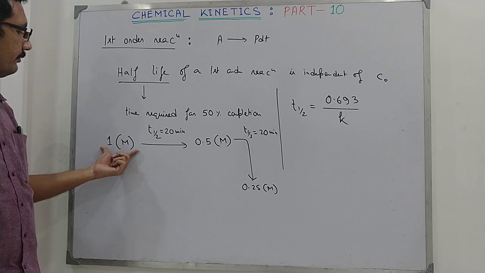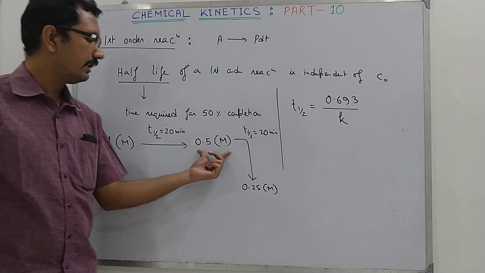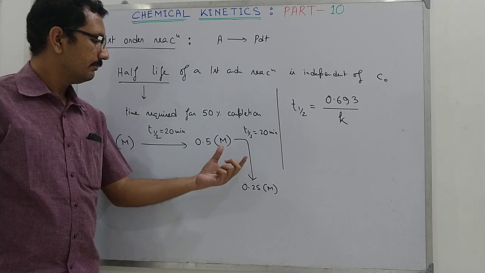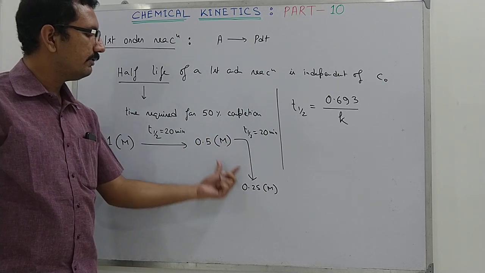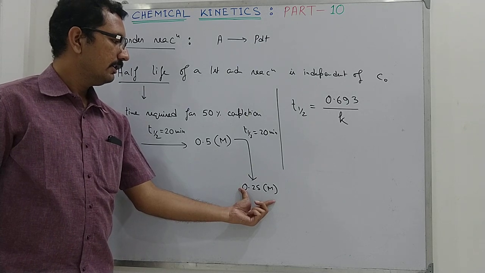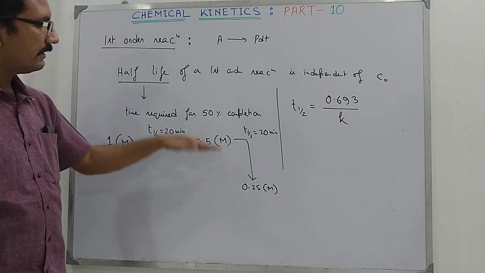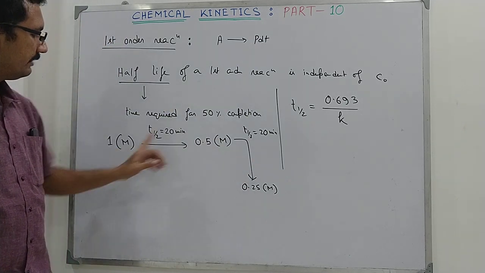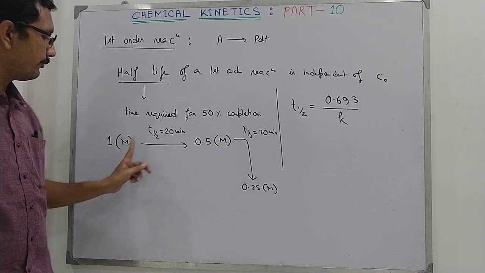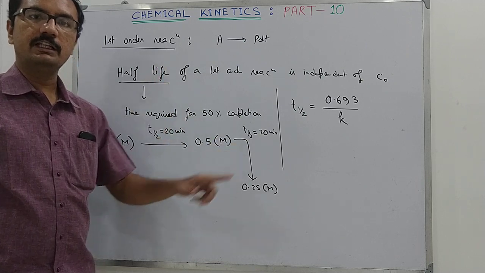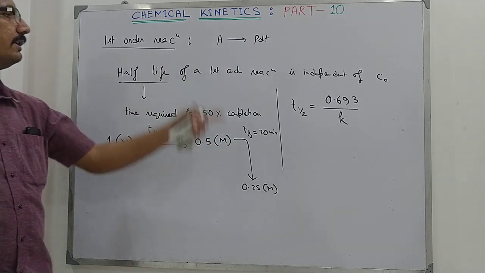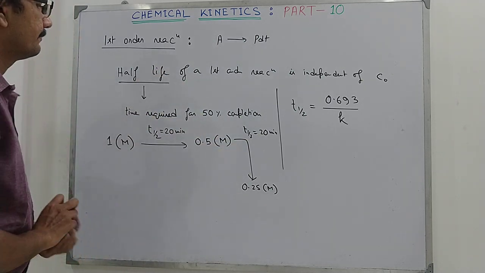So the time required for 50% completion, starting from 1 molar to 0.5 molar, is the same as when we start with 0.5 molar and we get 0.25 molar. So the time required for 50% completion is independent of the initial concentration. Whether we start from 1 molar or we start from 0.5 molar, it is completely independent. This is the beauty of a first order reaction.